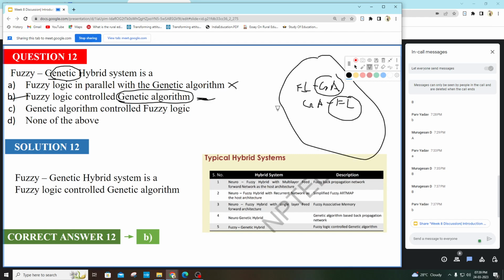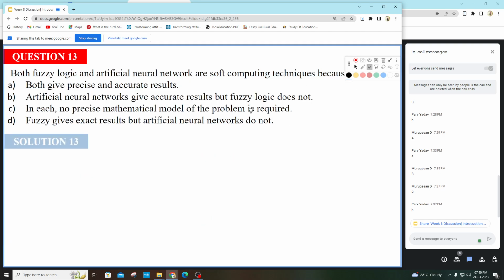More things you can read. We don't have time also, but you can read in depth, and everywhere it is written like this. The second name is your actual algorithm, and the first name is used to tune actually. So let's move on to the next question.